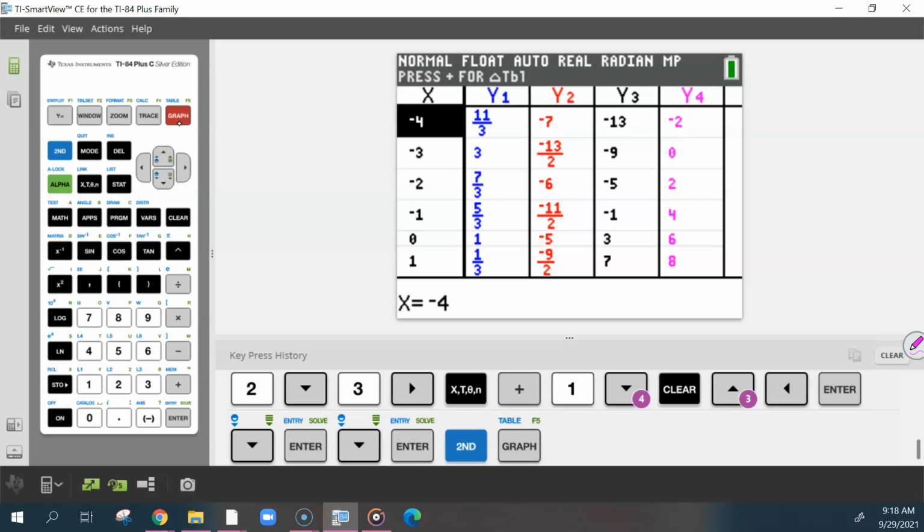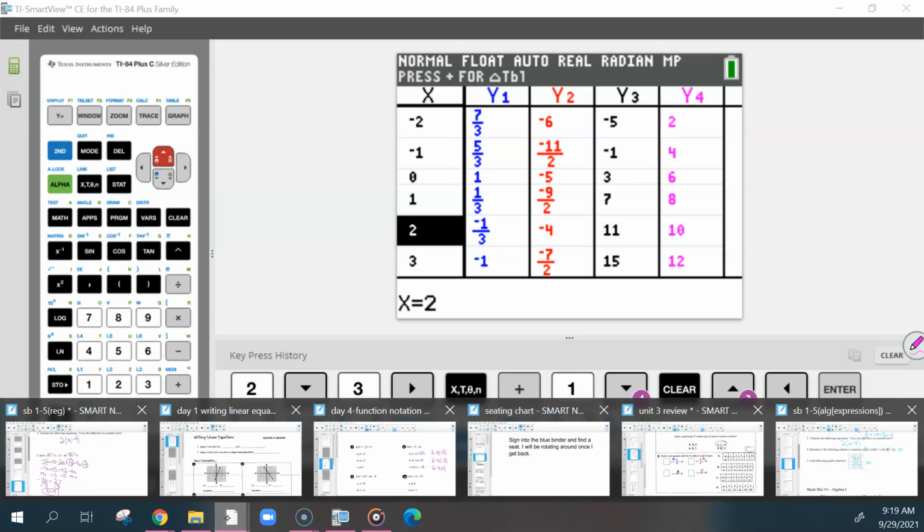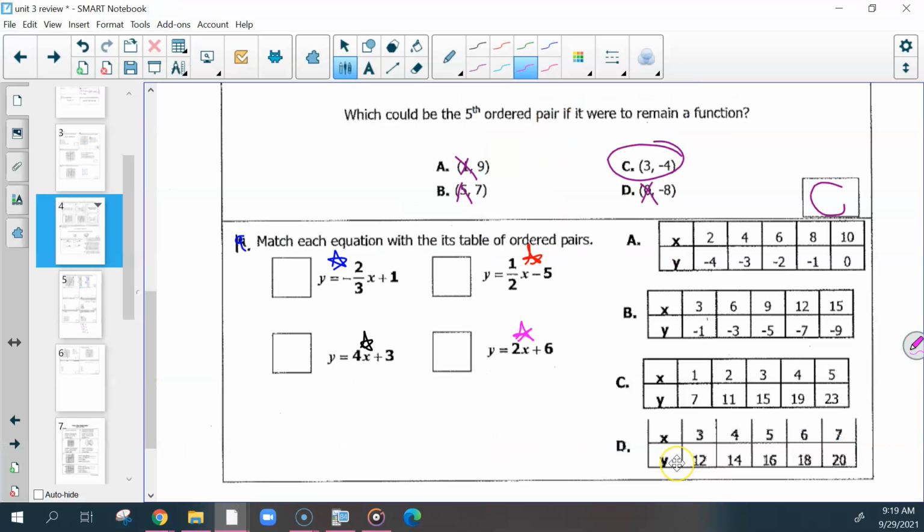So for letter A, my x value is 2. So I'm going to scroll down for that. And my y value is -4. There's only one that has that. It's the red one. So whichever one is red would have to be my answer. So this one would be A.